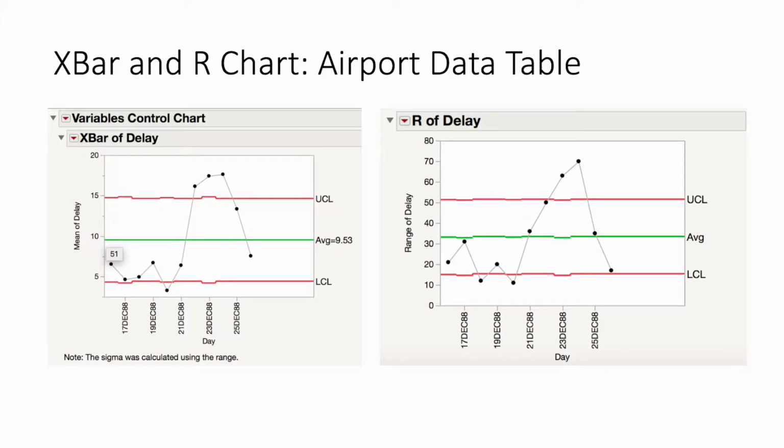Displayed are the X-bar chart and the R chart. As you can see, the X-bar chart is out of control due to the fact that 3 consecutive data points are out of the upper control limits. In the R chart, we can see that there are 3 points that suggest that the system may be out of control, but we would need to do further testing.